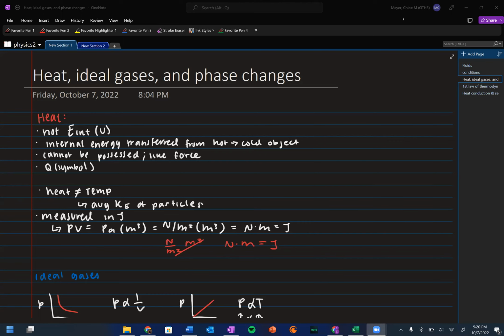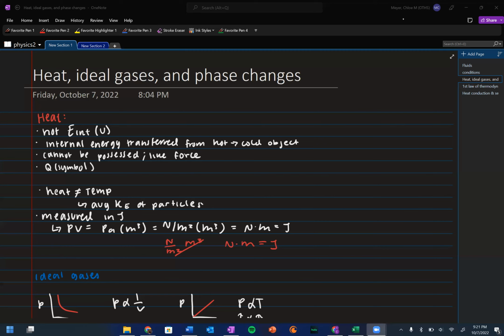So heat is not internal energy. Internal energy is the total energy possessed by the particles in a sample, including total kinetic energy due to random motion of the particles, as well as the potential energy the particles have due to the positions they have relative to each other. And we know that the symbol for internal energy is U, according to College Board.